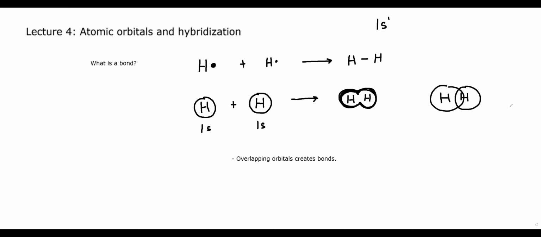What we call this right here is a sigma bond. When you have a single bond between two atoms, this is called a sigma bond. This is the symbol for sigma, so you might see that written out. A sigma bond, again, it's just your basic single chemical bond between two atoms.